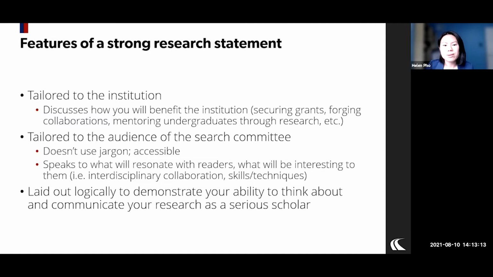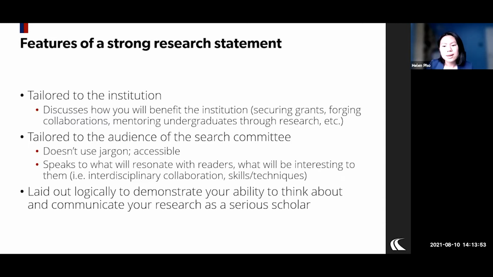So given what you know about an institution, it's really important to tailor how you talk about your research to fit what they're looking for. The second thing to keep in mind is to tailor your research statement to the audience of the search committee. In one of the earlier workshops for this prep camp, some people asked, how do you know who's on a search committee? Sometimes you don't know. Sometimes they'll tell you in a job ad who the chair of a committee might be. A lot of times that information is just not available.